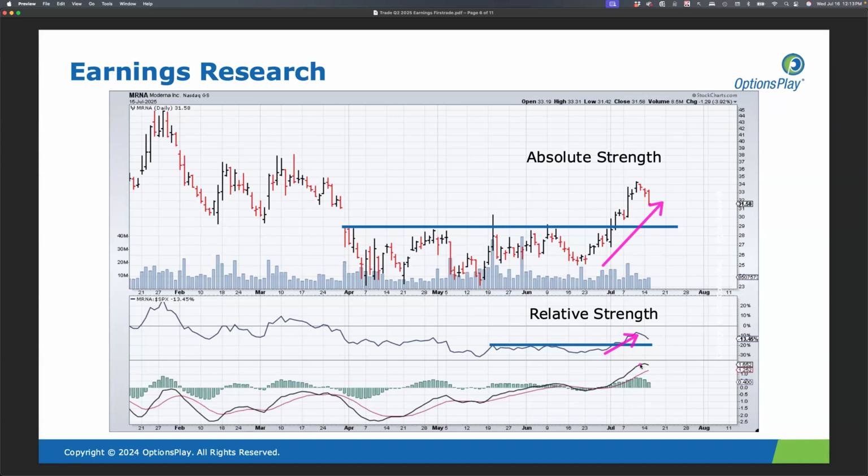And that's what we're seeing here in Moderna, right? It broke out here, but it didn't just break out because the rest of the market was moving higher. It broke out and moved faster than the rest of the market. That's the relative strength aspect of what we're looking at.